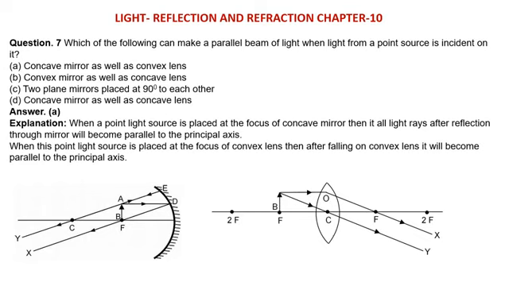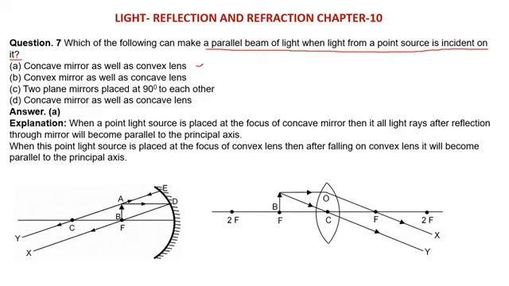Here goes the question. Which of the following can make a parallel beam of light when light from the point source is incident on it? When light from the point source is incident on it, that means after reflection or after refraction, what happens? So concave mirror as well as convex lens, this is the right answer. Let's see how this is happening over here.